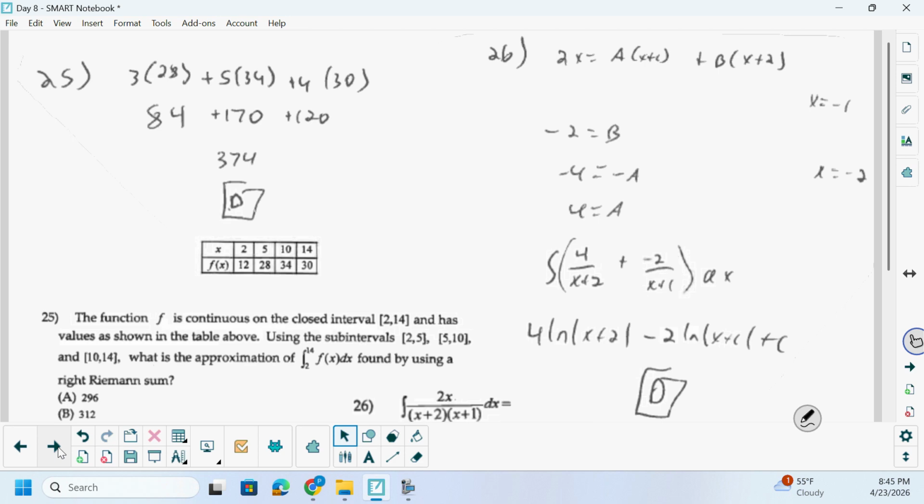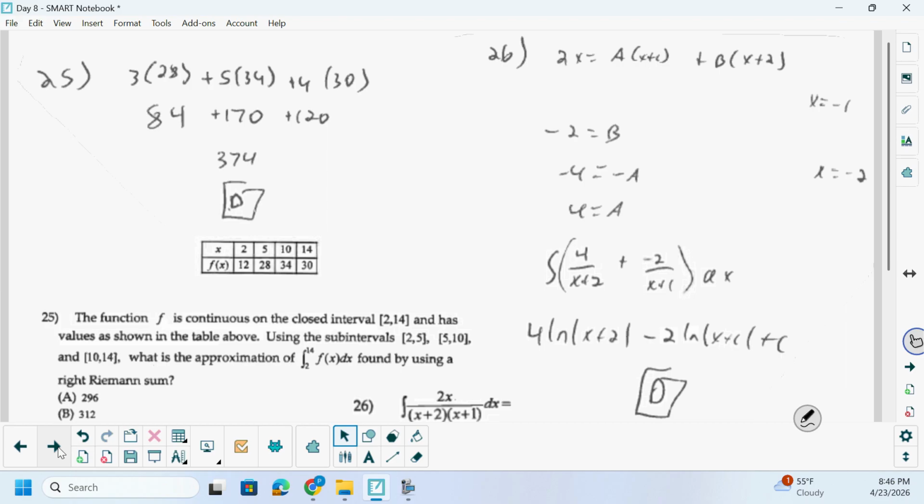We want to do a right-hand Riemann sum. Gap between the x's is 3. Right-hand y value is 28. Then for our next base times height, the gap between the x's is 5. Right-hand y value is 34. And between the 10 and the 14, the gap is 4. Right-hand y value is 30. Do that all out, you end up getting choice D.